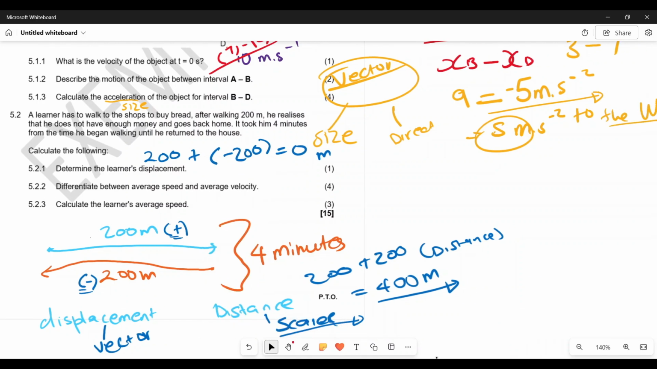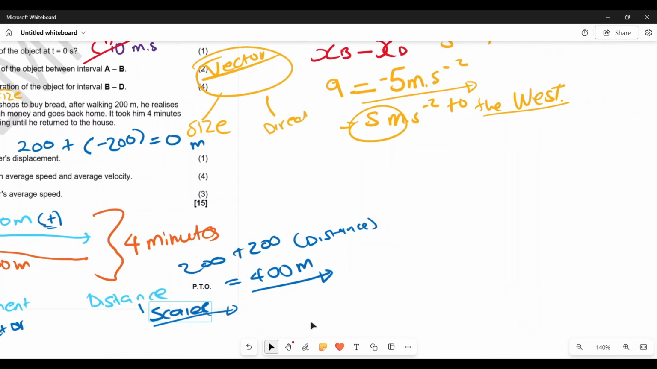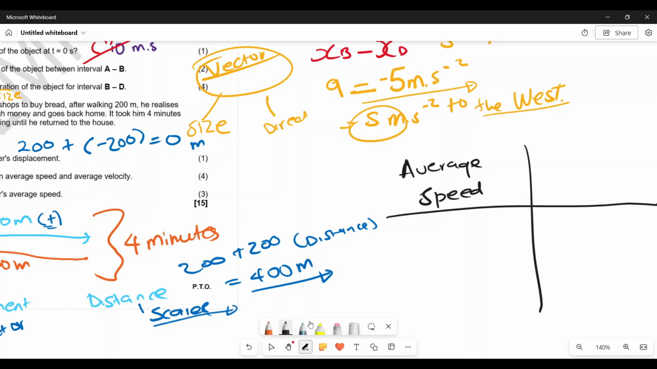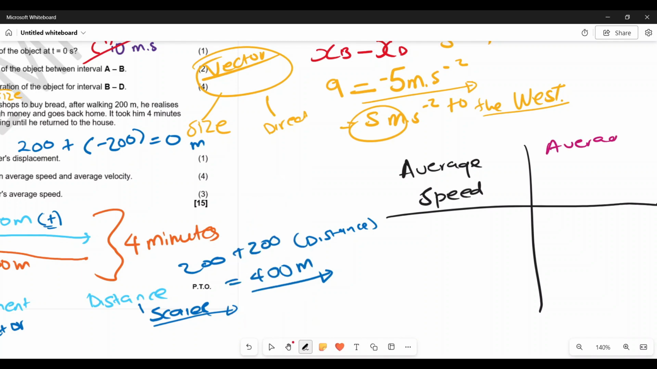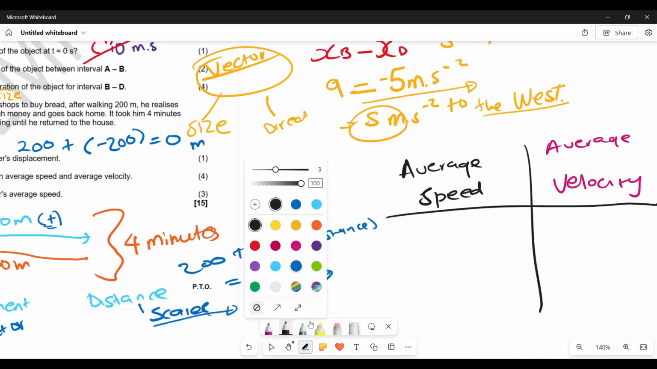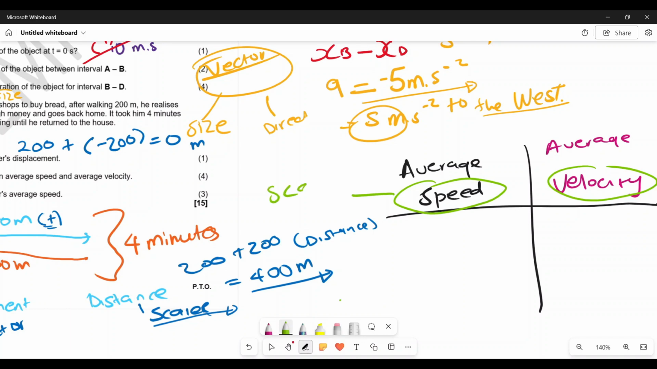Differentiate between average speed as well as average velocity. Let me write them here. So here you have your average speed, and on the other side, you have your average velocity. Now, first, I want you to note something. Look at these two terminologies, speed as well as velocity. Your speed is a scalar. Your velocity is a vector. So this is the main difference between the two. These two are similar, but their difference is that one is a scalar, one is a vector.